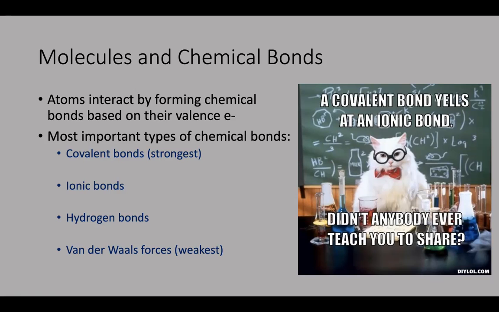These are the 4 bond types I'm going to talk about. Hopefully they look kind of familiar. The strongest bond is a covalent bond, and then it gets weaker as we go down the list: ionic, hydrogen, and then van der Waals forces. I'll talk about what each of these is on the next few slides.